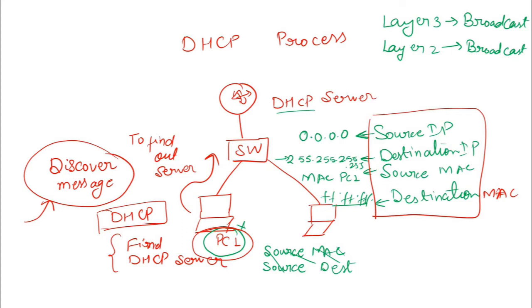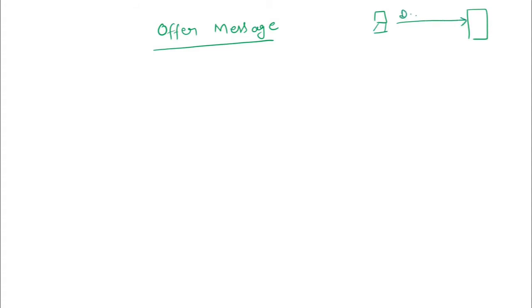That's good. So the next message we have is the offer. This offer message is received from the server. The PC has sent a request to the server, that was the discover message. Now our DHCP server will reply back to the computer that requested, with the offer message.